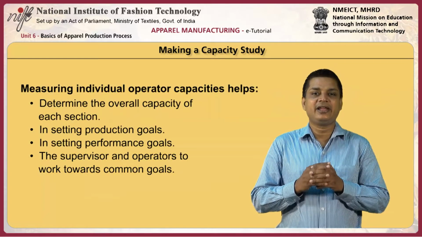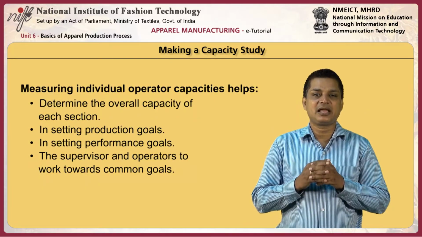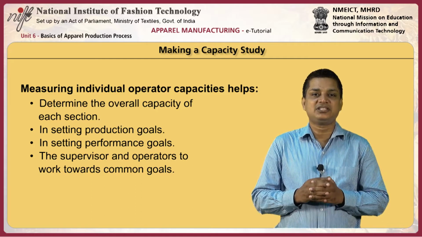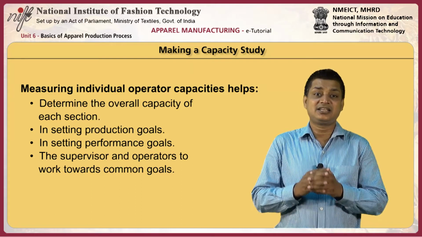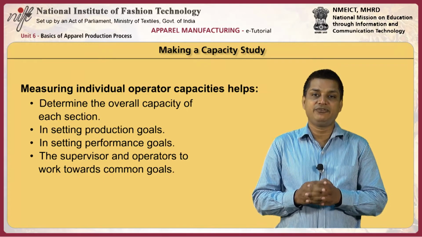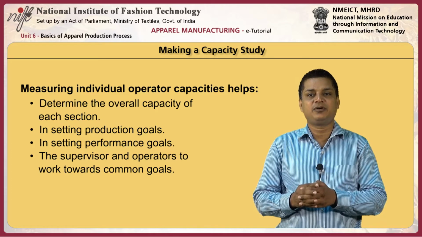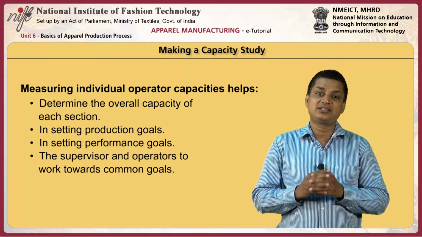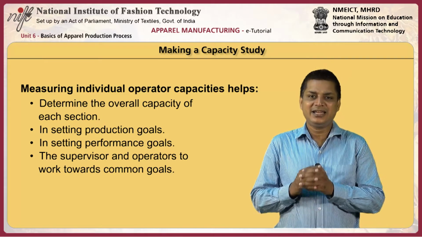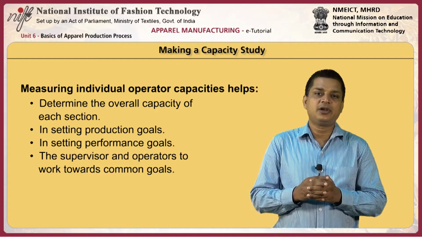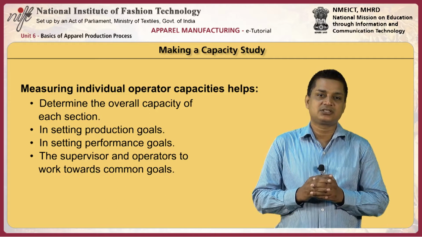By measuring individual operator capacities, supervisors can determine the overall capacity of their section. The section is simply the sum of individuals. This is useful to a supervisor in setting production and performance goals for her or his section. It can give the supervisor and her or his operators common goals to work towards.